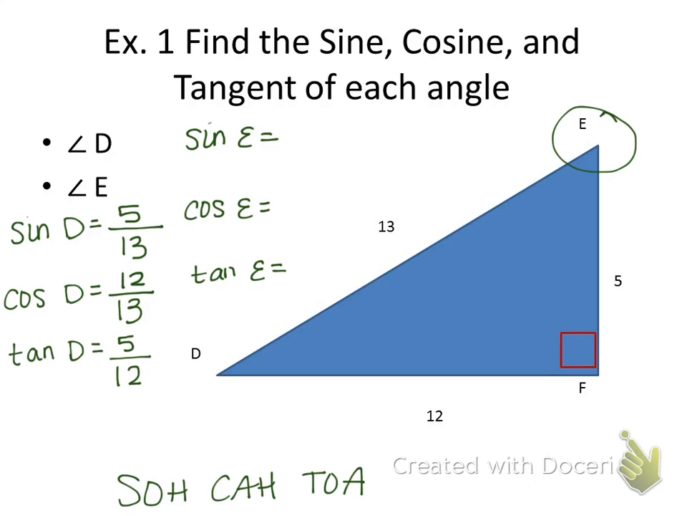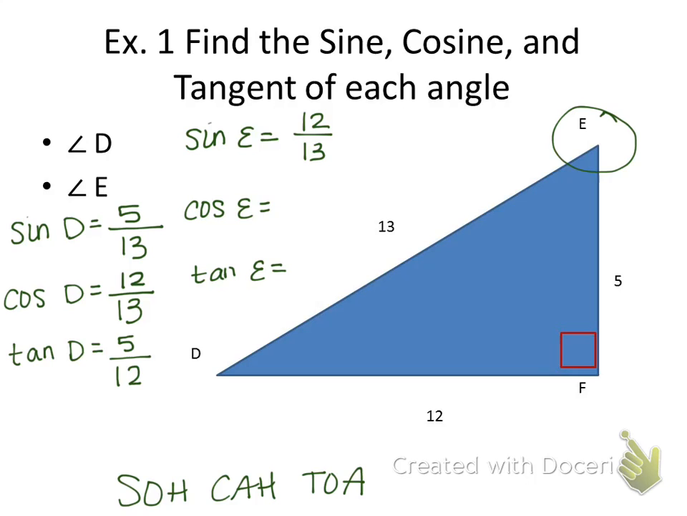So sine is what over what, Janae? Okay, because what's the names for it? Opposite over hypotenuse. So the opposite of angle E, if I were to draw a line, would run directly into 12. So there's my opposite. And my hypotenuse is still 13. It never changes. Remember that? It doesn't matter what angle we're looking for. The hypotenuse is always the same.